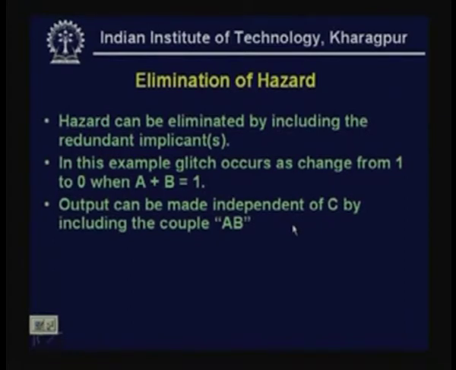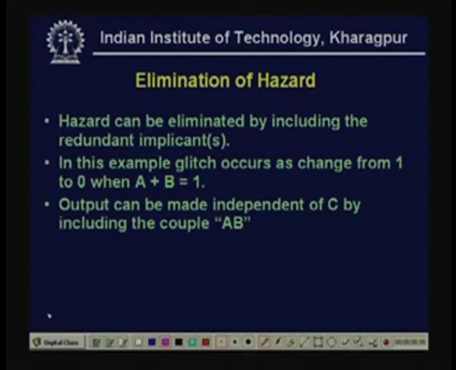Now, what we are discussing is how we can eliminate the hazards, the elimination of hazards by K-map. See, the hazards can be eliminated by including the redundant implicants. So, in this particular example, the glitch occurs as C changes from 1 to 0. So, already we have seen that C changes from 1 to 0 when A plus B equal to 1.